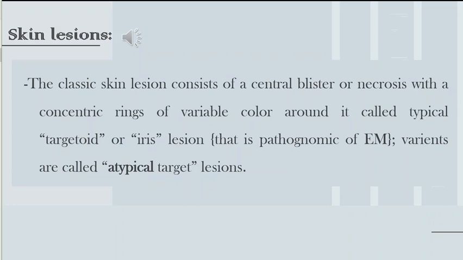rings، تمام، عندها variable colors، ممكن تكون red ممكن تكون more dark، بنسميها typical lesion targetoid أو iris lesion. That is pathognomonic of erythema multiforme، يعني دي حاجة characteristic ليها. Okay. Variants are called atypical target lesions.